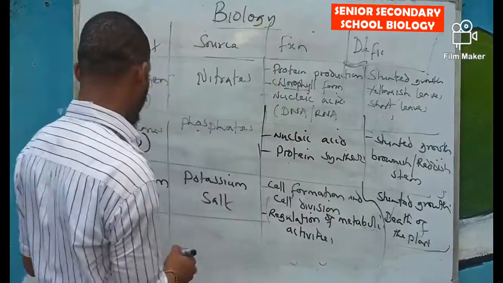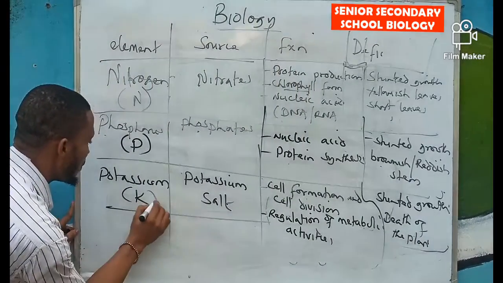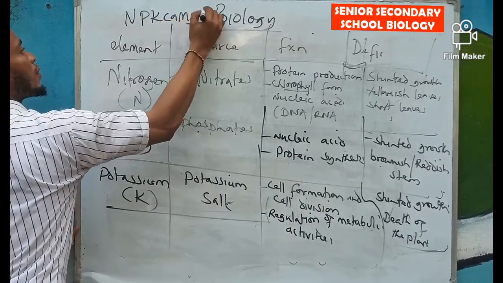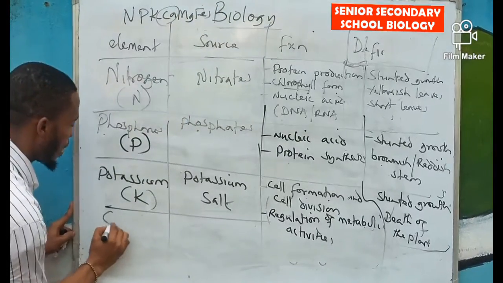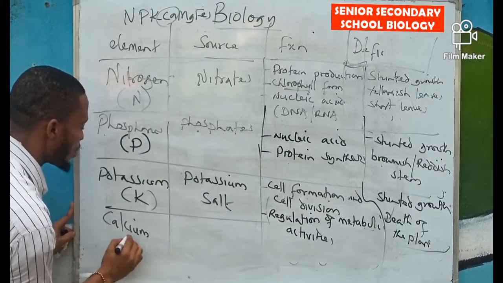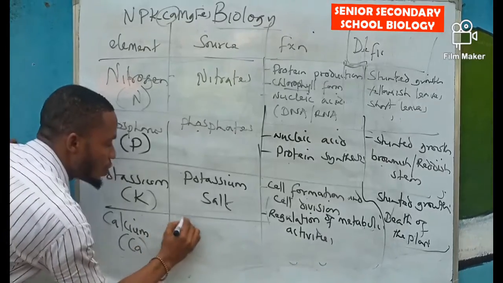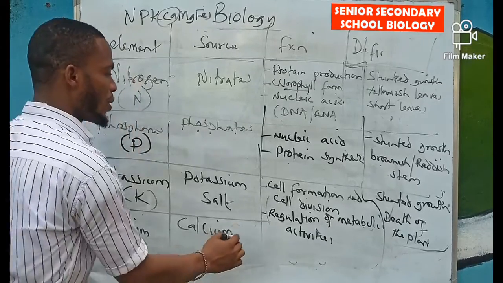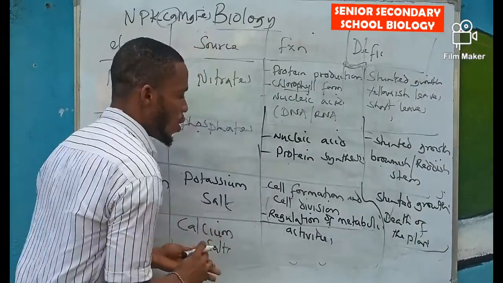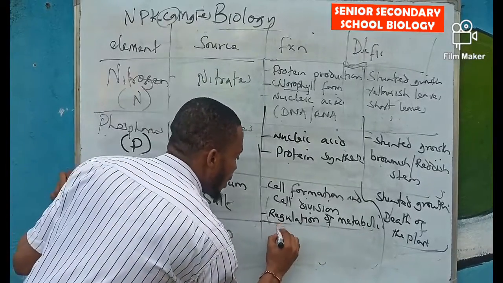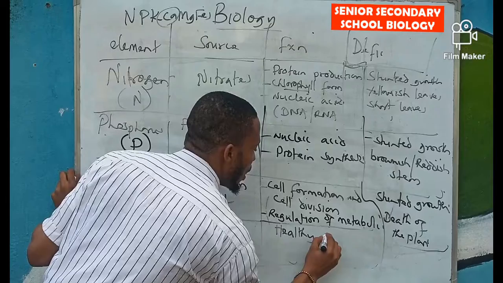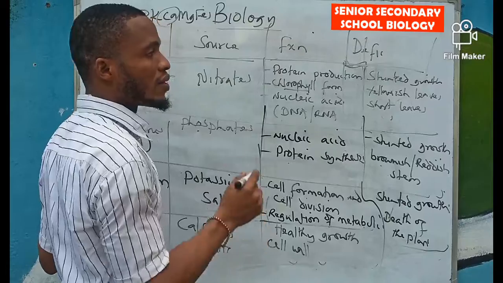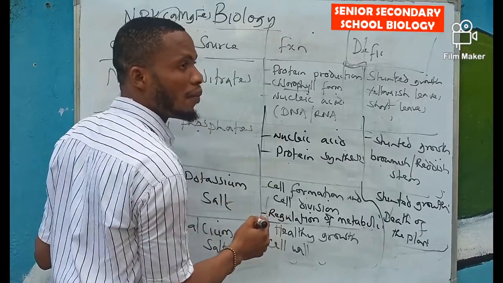Now, the next one is NPK. Remember the acronym NPK. Next, calcium. Your symbol is what? Ca. We have your calcium salt in the soil. Then what are the functions of this calcium? One, plants need it for healthy growth, and also for cell wall formation. Remember, when we talk of the cell wall, it is in the plant cell, and we talk of the cell membrane in the animal cell.